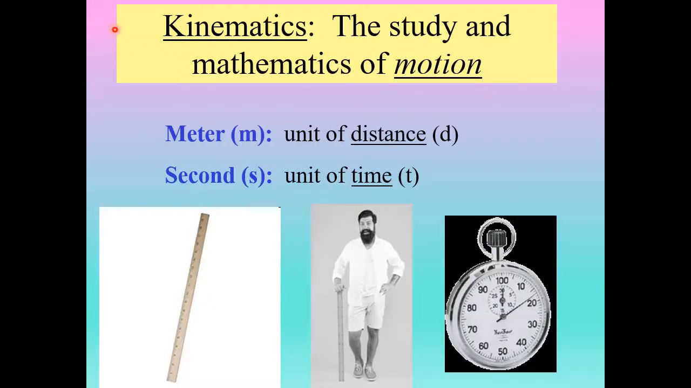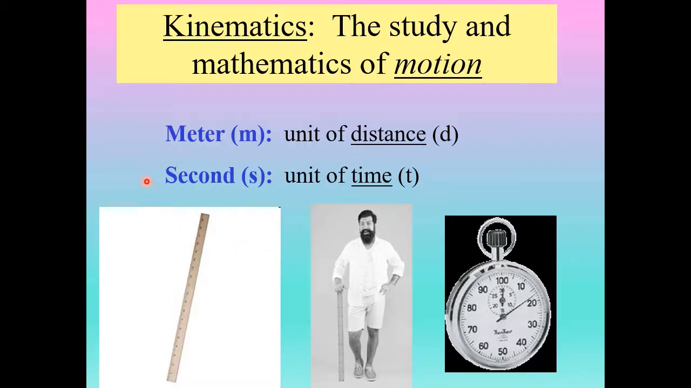So this first chapter is about something called kinematics, which is the study and mathematics of motion. In order to do this, we're only going to require 2 units. Remember that you learned about units in Chapter 2. So we need a unit for distance, and we are going to use the meter, which is abbreviated M. And this is a meter stick. You can kind of get the idea of the length of a meter here compared to a human.